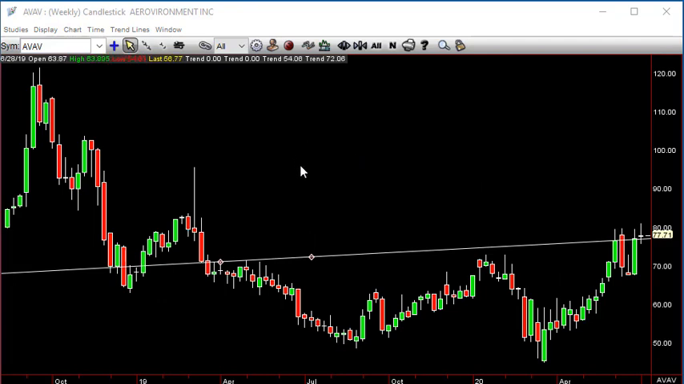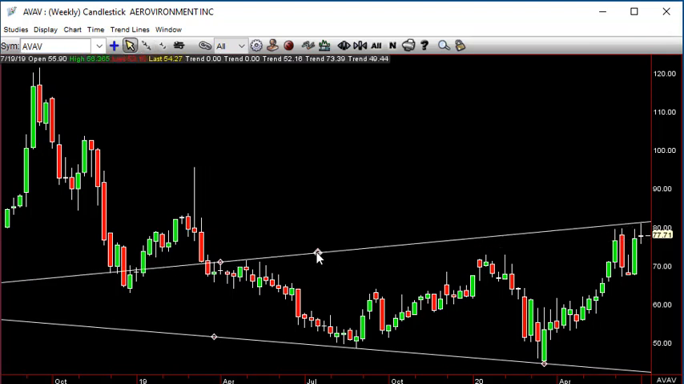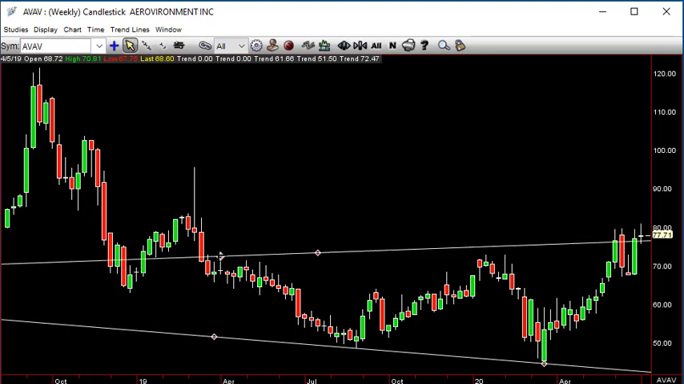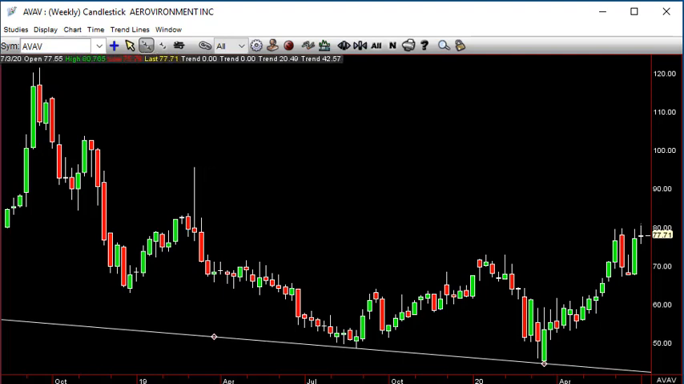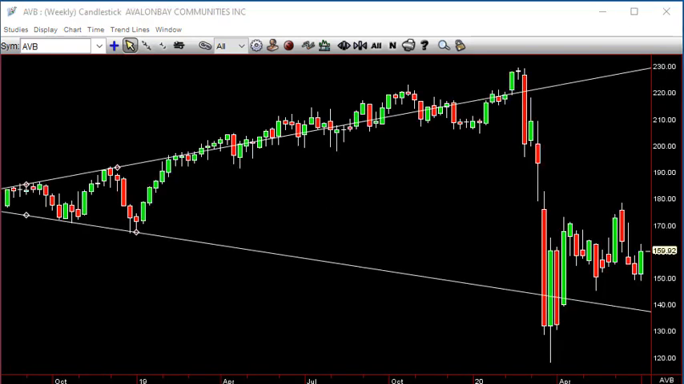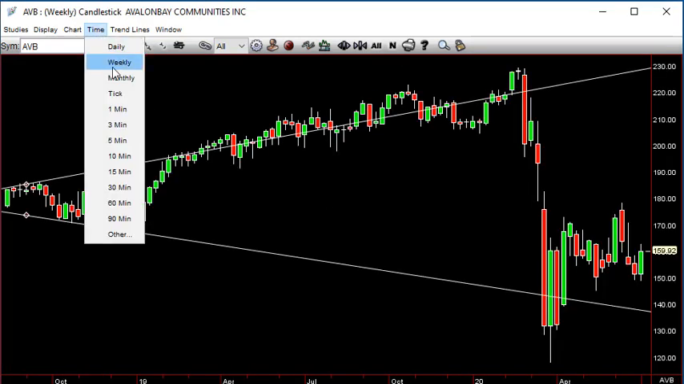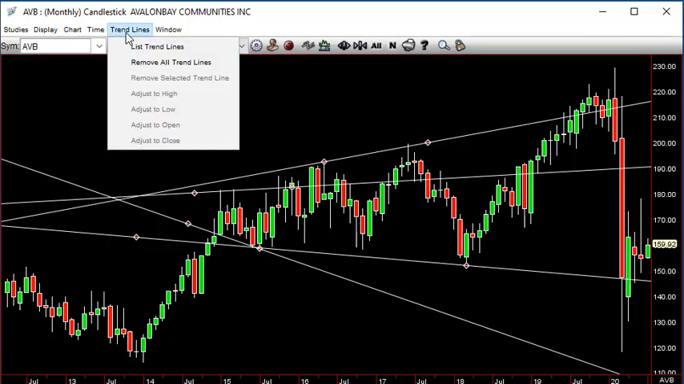AVAV. Like so. Outside bar of all that. And she starts coming back through the range. AVB REIT. Tighter range. Higher high, lower low, higher high, lower low, higher high, lower low, boom.